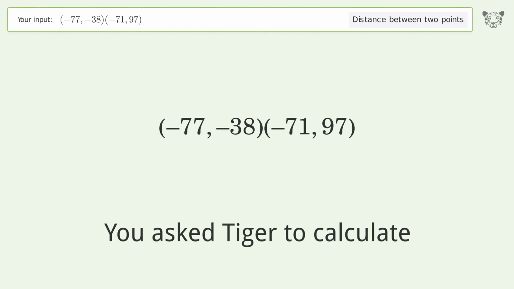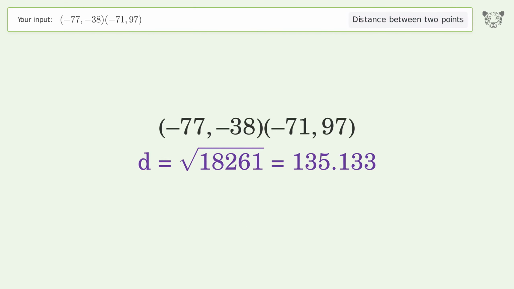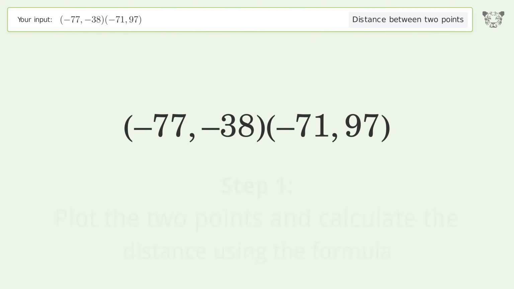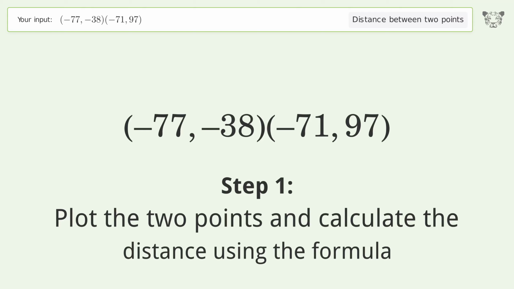You ask Tiger to calculate. This deals with the distance between 2 points. The distance between the 2 points is the square root of 18,261 or 135.133. Let's solve it step by step. Plot the 2 points and calculate the distance using the formula.